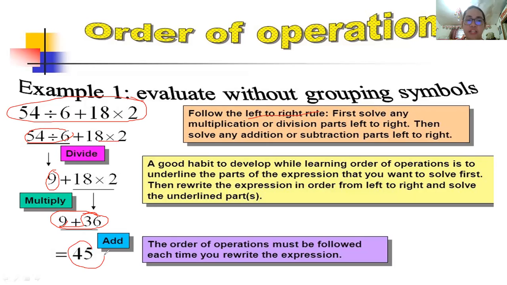That gives you 45. So the order of operations must be followed each time you rewrite the expression. Take down note of that. A good habit to develop while learning order of operations is to underline the parts of the expression that you want to solve first. Then rewrite the expression in order from left to right and solve the underlined part or parts. So always remember that one, the same as how we do it here in our solution.